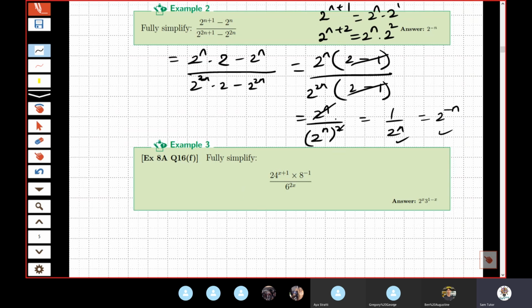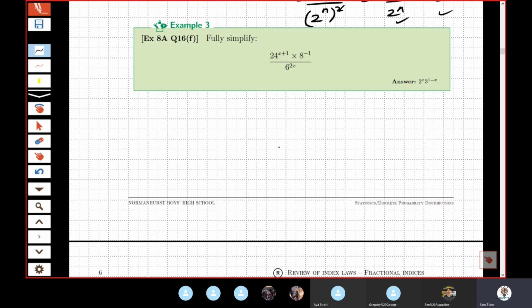This is not really logs or exponentials. It's just a bit of revision that we usually do with index laws. All right, this one, 24.